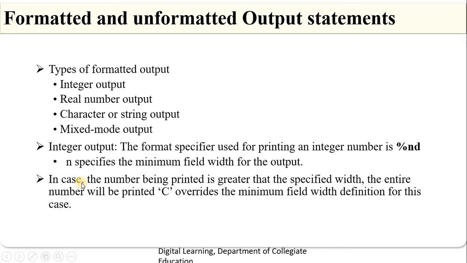In case the number being printed is greater than the specified width, say you are using %2d in the format specifier and you are trying to print the value of variable1 which has the value 100, then the number 100 is greater than the specified width. The width specified is 2, whereas 100 occupies 3 digits. Then the number will override the minimum field width defined inside this format specifier, that is %2d. Thus 100 will be properly printed.